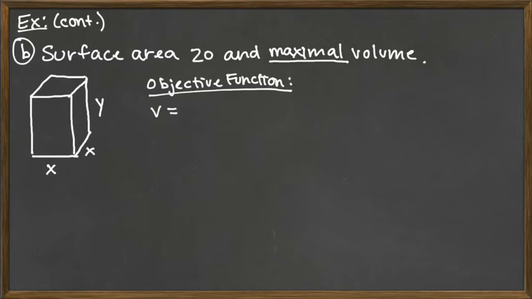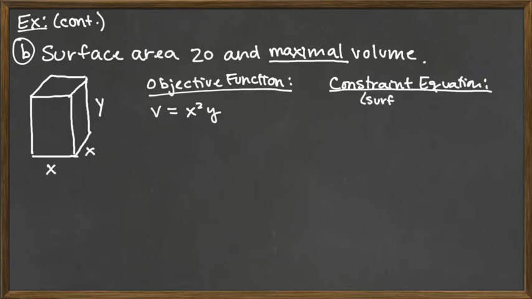So we already have talked about this object and what the volume of the object would be. It's x squared times y, length times width times height for this box here. And again, we see that we have two variables. So we're going to need our constraint equation. And our constraint equation is going to be our surface area, because the surface area is the other piece of information that was given about our object.